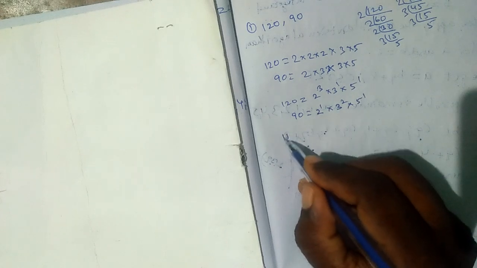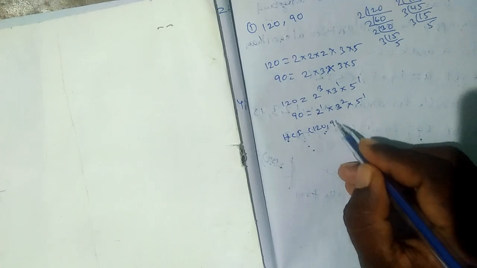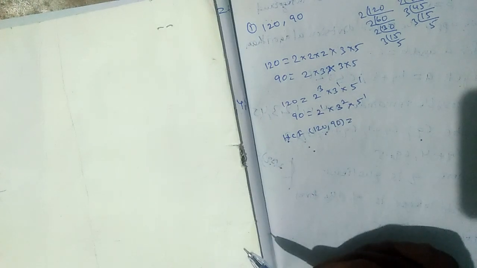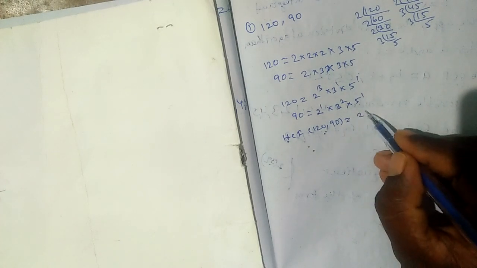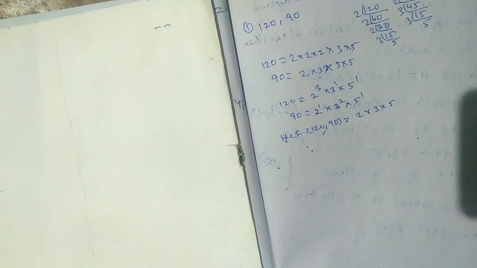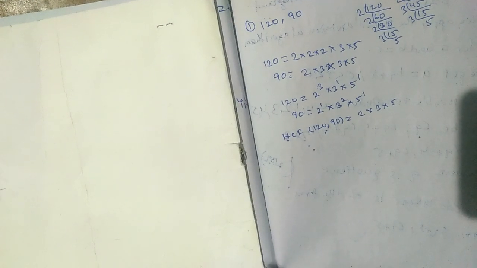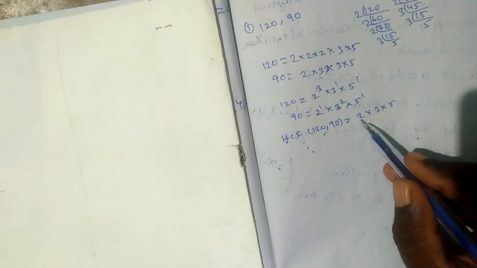So now HCF of 120 and 90. So what are the common factors here? Yes, you are correct. 2, 3 and 5. Already I explained in a previous example. In a HCF we have to take the least power of the factor. So what is the least power of 2?